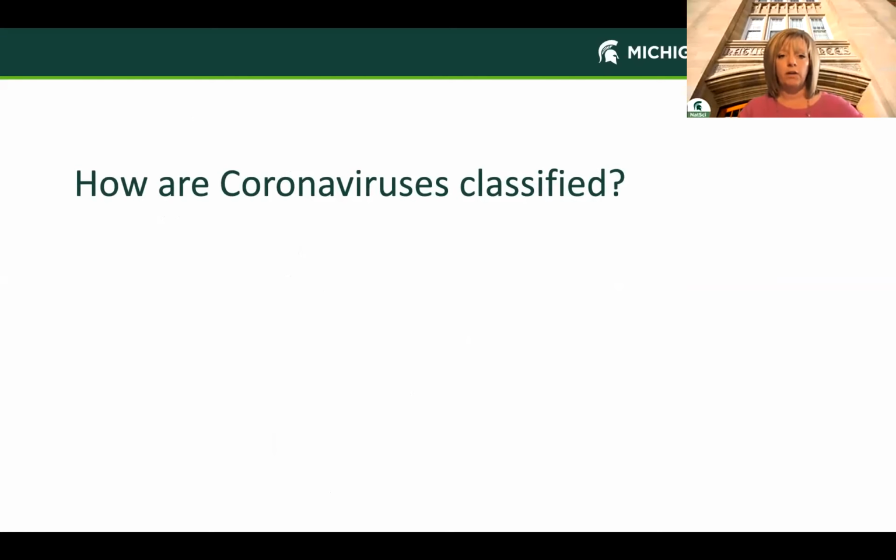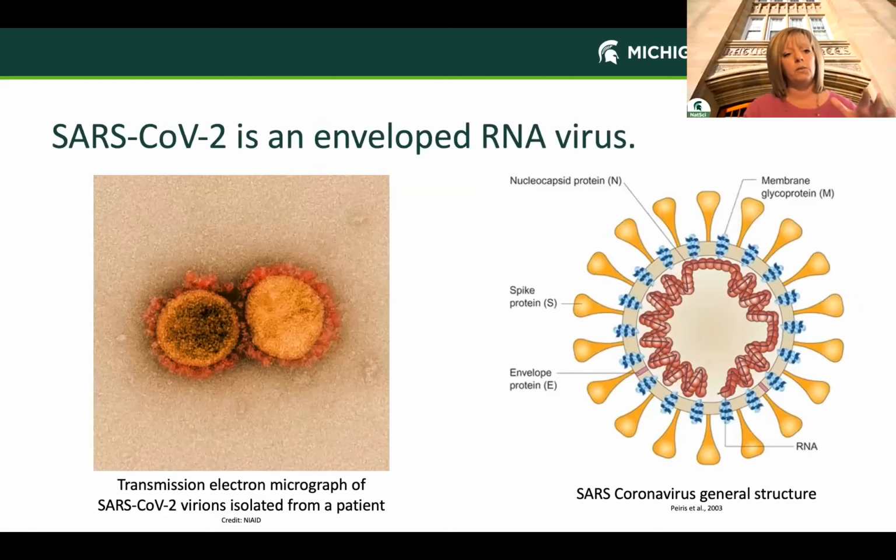Well, thinking about those characteristics in the Baltimore Classification, we know that SARS-CoV-2 is an enveloped plus-strand RNA virus. And what you're looking at here is an electron micrograph of virions isolated from a patient in the United States. And then we have a cartoon version of what you're actually looking at in that electron micrograph. We have a single copy of the plus strand RNA genome that's surrounded by several copies of the nucleocapsid protein. Surrounding that then is the lipid bilayer, which is that envelope that I talked about.